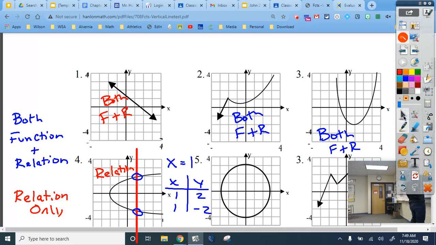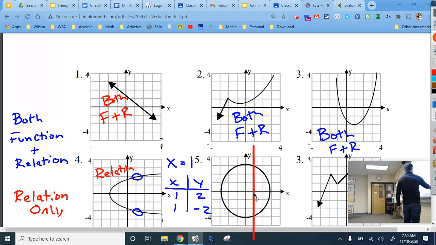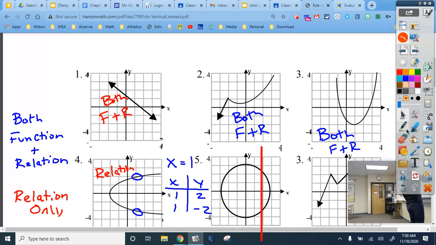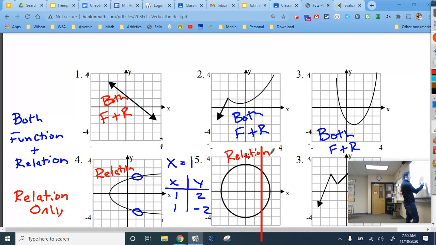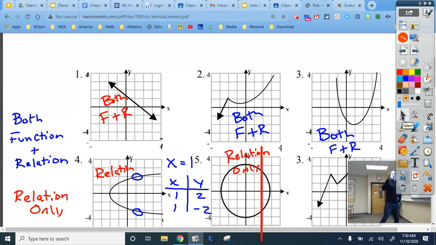I'll do that once more. I see the circle over here. Again, as I drag it up, I intersect more than once, several times, which means I have a relation only. Okay? You can still graph it. It's graphed, but it's just not a function in that case. So I hope that helps. Use this moving forward in looking at graphs with that vertical line test to see, are they functions and relations, or are they just relations?